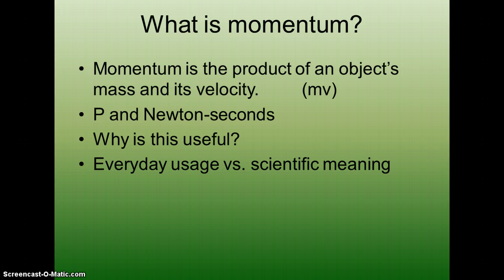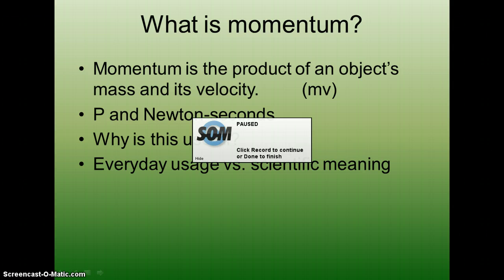Newton seconds are the unit because mass, which is kilograms, and velocity, which is meters per second, gives kilograms meters per second. And newtons are kilograms meters per second squared. So when you multiply kilogram meters per second squared times seconds, you get kilogram meters per second. And thus, you get Newton seconds.